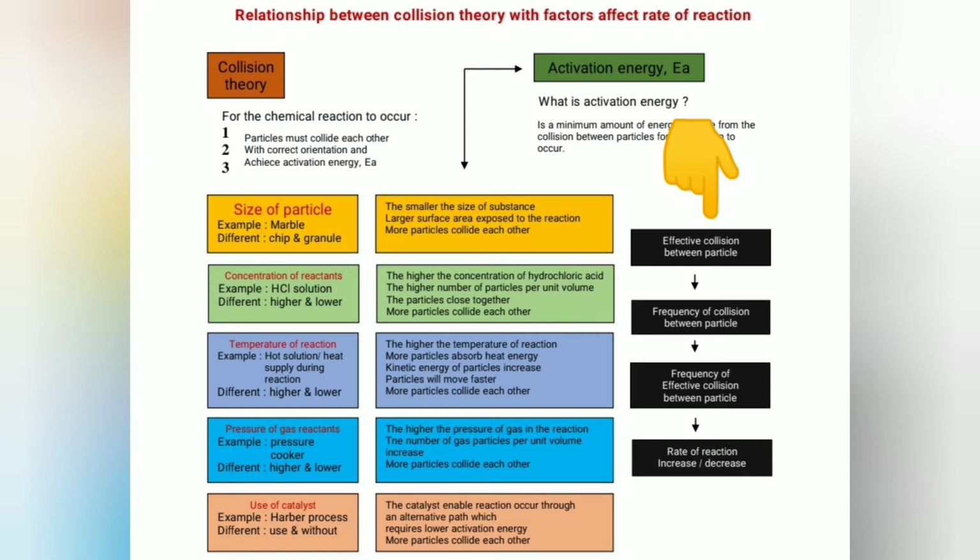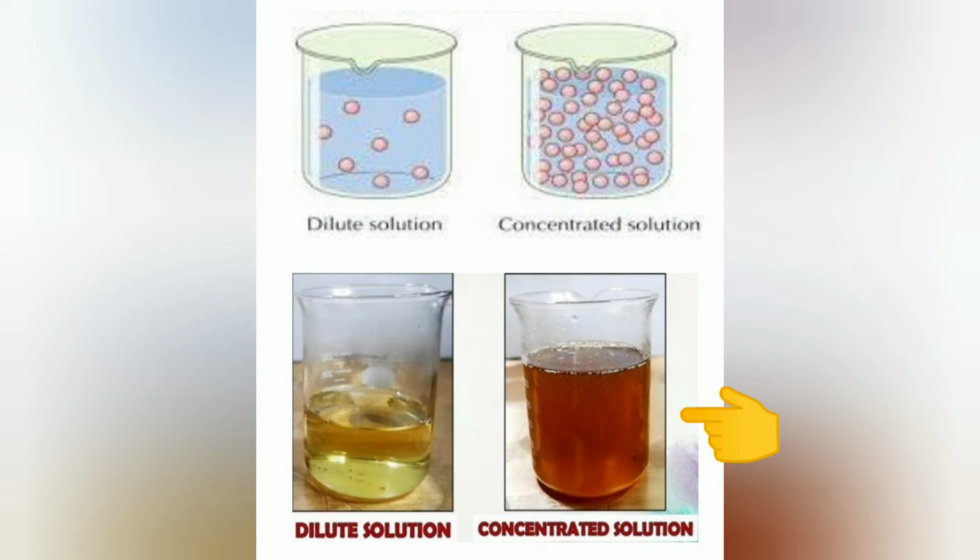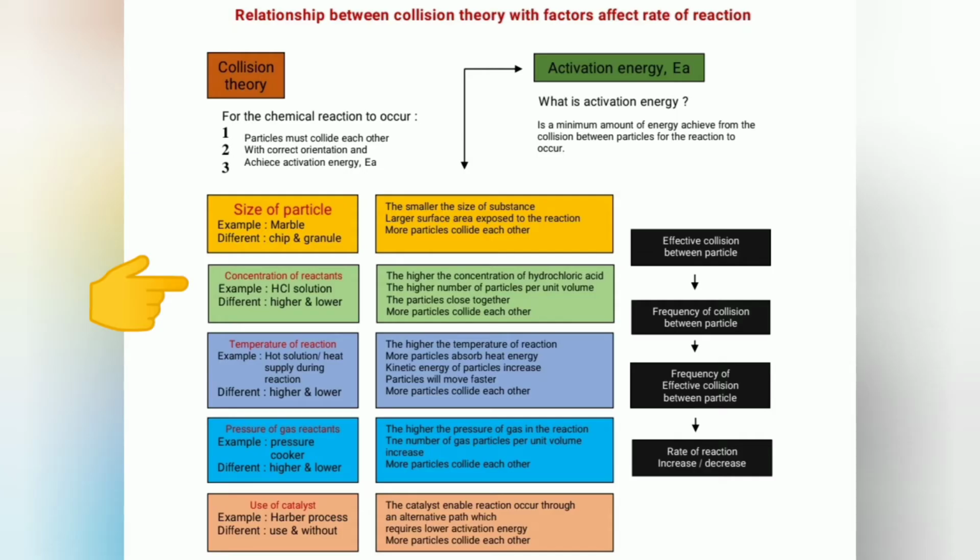The frequency of collision among the reacting particles at the surface of the solid reactant increases. This causes the frequency of effective collision to increase. Hence, the rate of reaction increases. The effect of concentration on the rate of reaction. When the concentration of the solution of a reactant increases, the number of particles per unit volume in this solution also increases. The frequency of collision among the reacting particles increases, hence the frequency of effective collision increases. As a result, the rate of reaction increases.